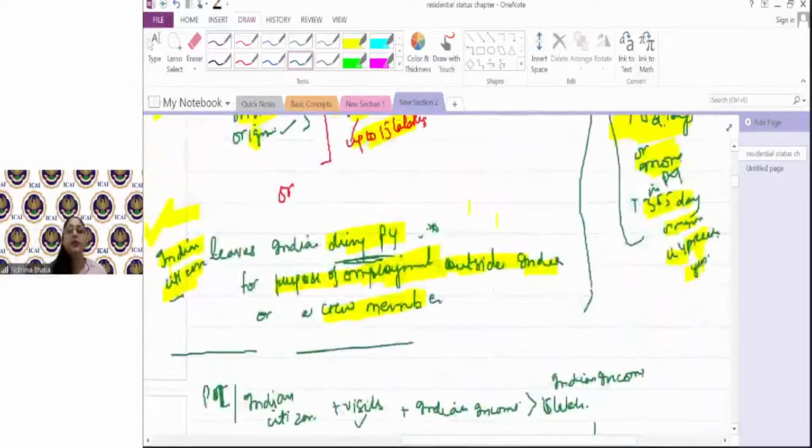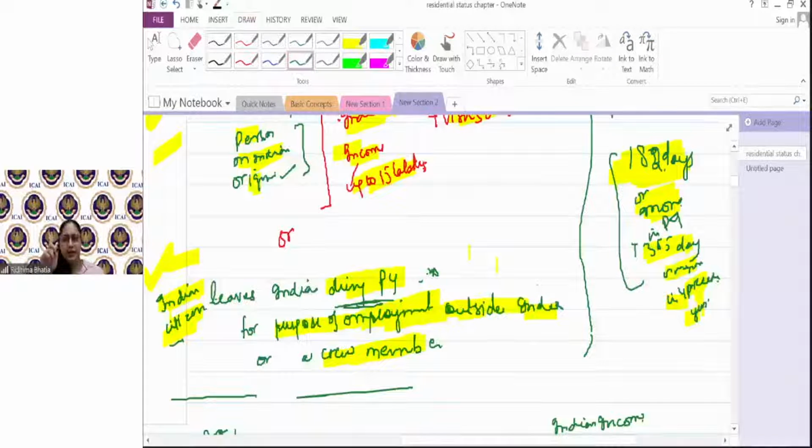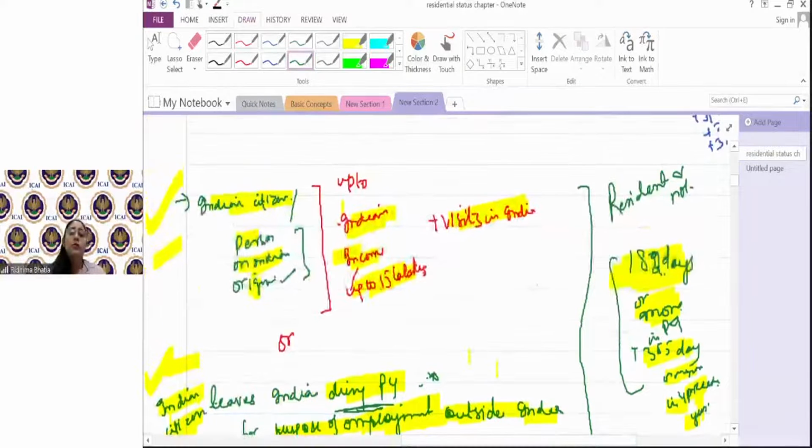Right? So if an Indian citizen is leaving India for the purpose of employment or as a crew member, then instead of 60 days, there is one single criteria to check whether that person is resident or not. Substituting 182 days for 60 days, I will check whether that person is resident or not.